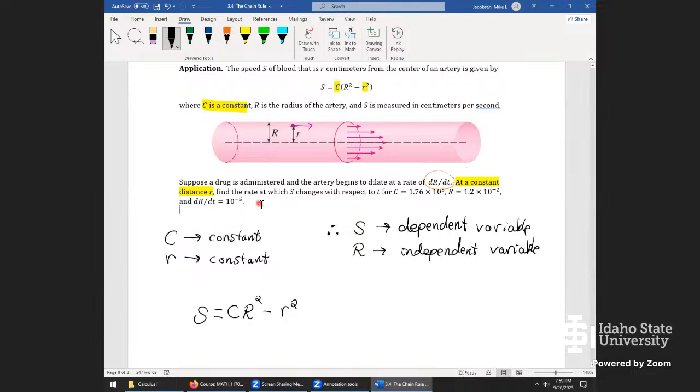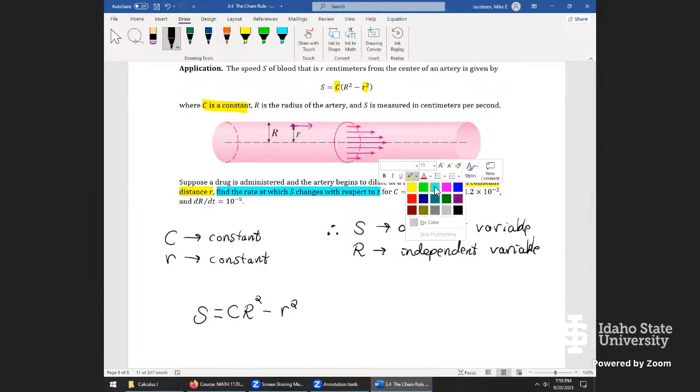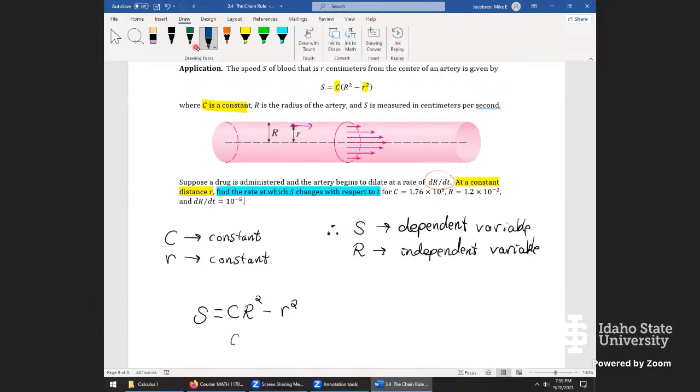Now let's take a look at the derivative they asked us to calculate. They said, find the rate at which S changes with respect to t. Let's give that a special color. That's the question. And if we use Leibniz notation, this is the great time for it. Applied problems go fantastic with Leibniz notation. From here, we would write dS/dt. So that's the derivative that we'll calculate.